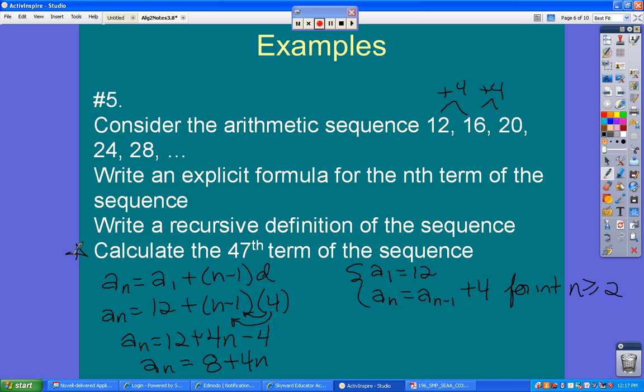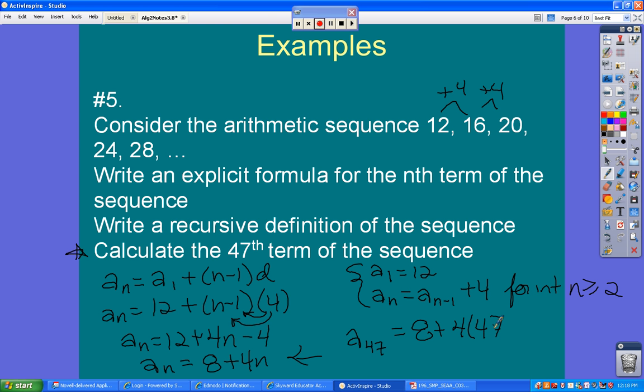Calculate the 47th term. Well, which rule am I going to want to use? Explicit or recursive? Hopefully you're all saying go with explicit. I'm looking for the 47th term. This is very convenient. I just plug it in. 8 plus 4 times 47.